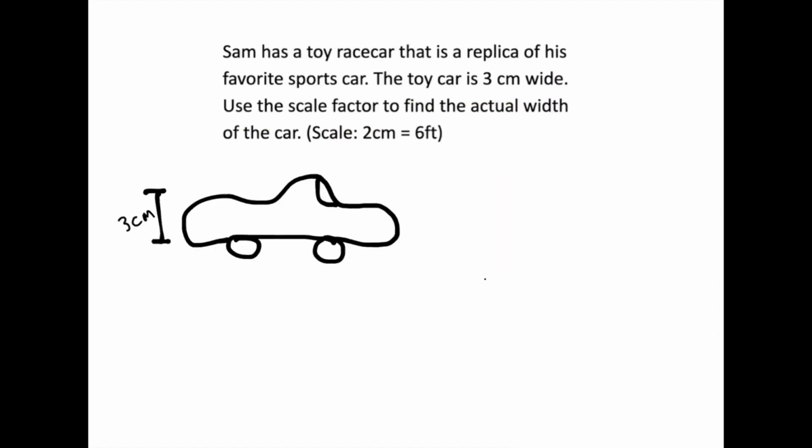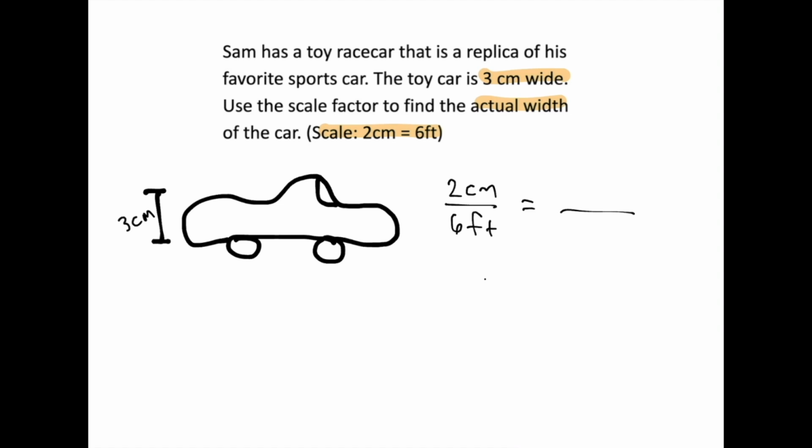Now let's go through an example with a scale drawing. This one says that Sam has a toy race car that's a replica of his favorite sports car. The toy car is 3 centimeters wide. Use the scale factor to find the actual width. We know the scale is going to be 2 centimeters equals 6 feet. When you solve questions like this, the first step is to make the scale a ratio. So we have 2 centimeters over 6 feet. Now we're going to set up a proportion by matching up corresponding parts.